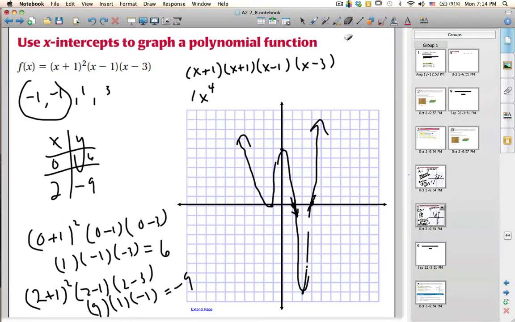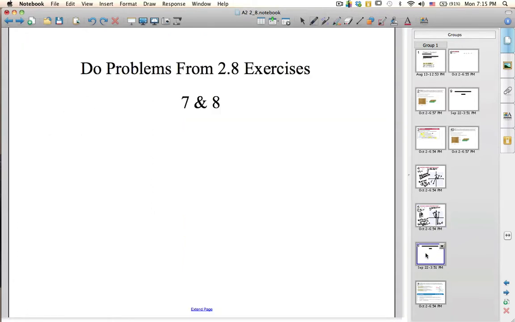Okay, again, I was estimating my local maximum and local minimum. Mostly that's because I want you to understand that if you don't have a calculator, there are ways to go about this. Remembering again, when I have a binomial, the turn happens right on the x-axis like that. And then I'm estimating local maximum, local minimum. 2, negative 9 is my minimum, and 0, 6 is my local maximum. Okay, so go ahead and practice that. Do problems 7 and 8, and then come on back.